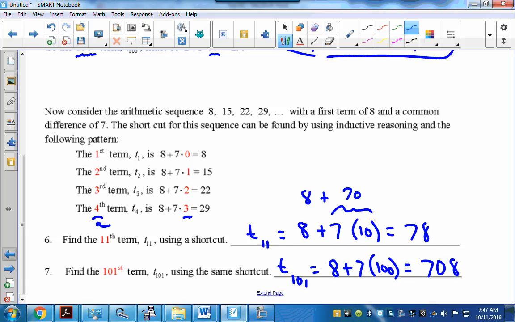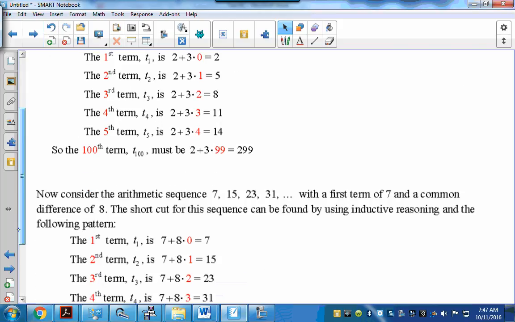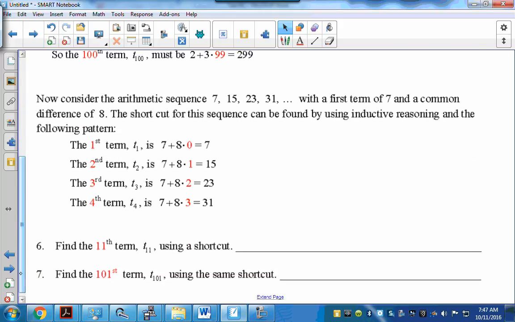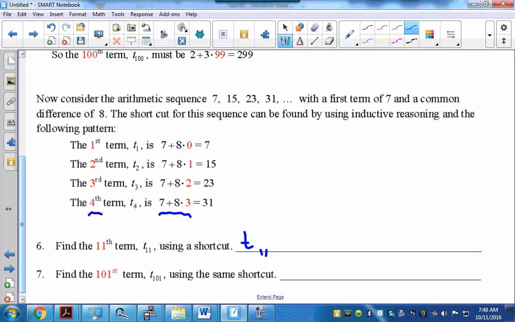So that was problem 6 and 7. If you had the other version of the test, very similar type of thing. You're looking for T sub 11 here, T sub 11. And again, just sort of notice the pattern. This is the shortcut that you're using.